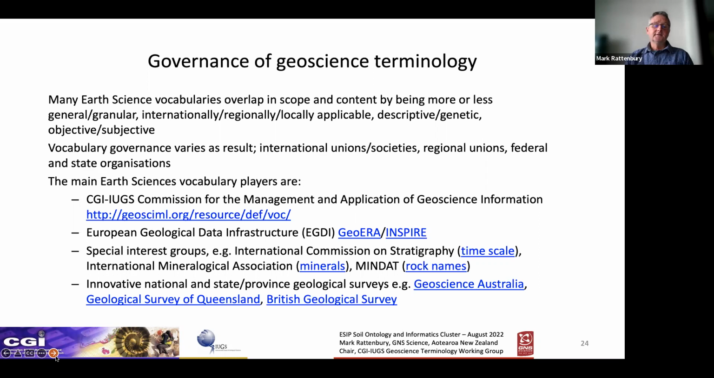Because of this diversity of terminology and the vocabularies all around the world, the levels of governance vary. These vocabularies can be managed by international unions and societies, or they may be more localized in terms of a single country or even a state. And then you do have the countries or the state government organizations that may be part of the governance picture. I've just listed some of the main areas in terms of some of the standard geoscience vocabularies there. Next slide.